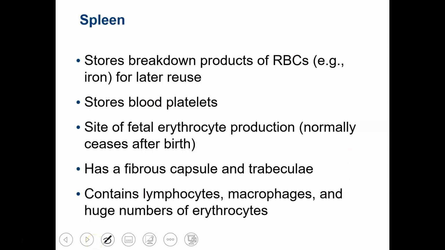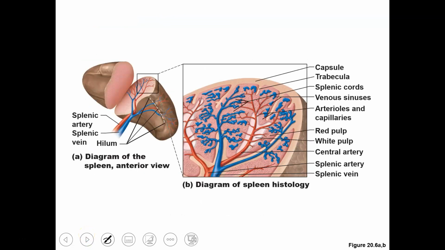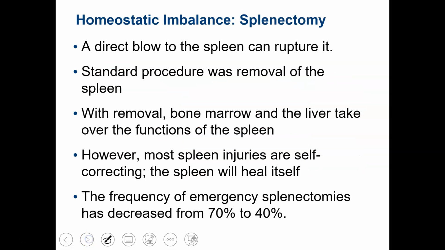So, breaking down red blood cells, storing platelets. I'm not worried about the structure of the spleen, really. That's what it looks like. There's a lot of blood here, and there's accumulation out there as old blood cells are taken out. A direct hit to that spleen can rupture. And it used to be that if you did that, they would take your spleen out.